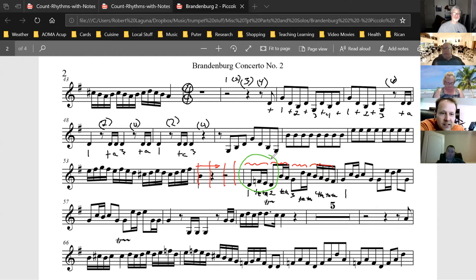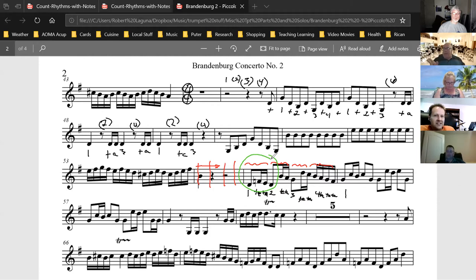1, theta, 2. And then you practice it, bringing it up to speed with a metronome. 1, theta, 2. And just make sure that every time with the metronome that you're hitting it exactly with the metronome.